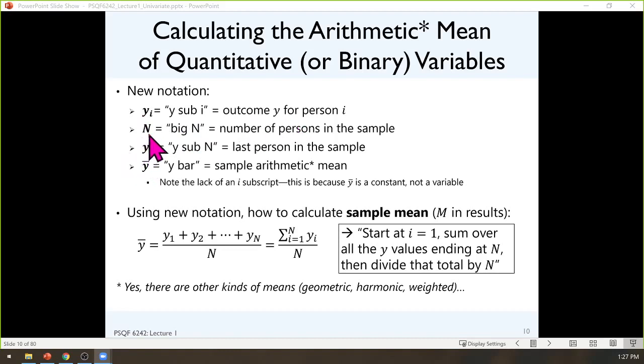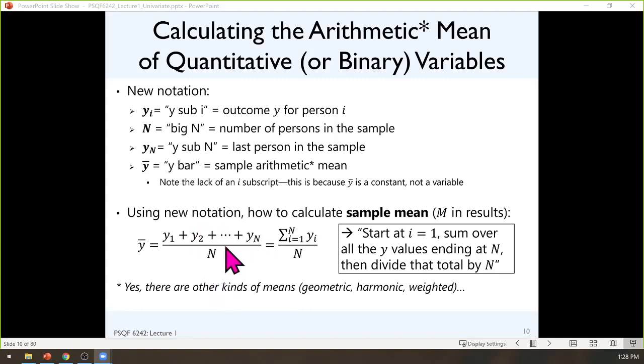Big N, capital N in italics, is your sample size, the number of people in one sample. So y sub N is an abbreviation for whoever's the highest number person in your sample, the last person. So if you look down here at the numerator, y for the first person plus y for the second person plus yada, yada, yada, that's what dot, dot, dot means. For those of you who've seen Seinfeld, yada, yada, yada, y sub N. That's whoever's last. And then divide by big N.